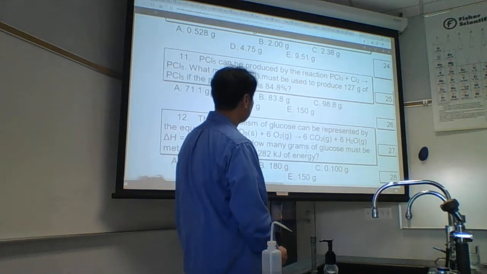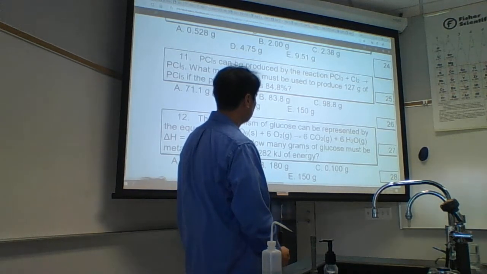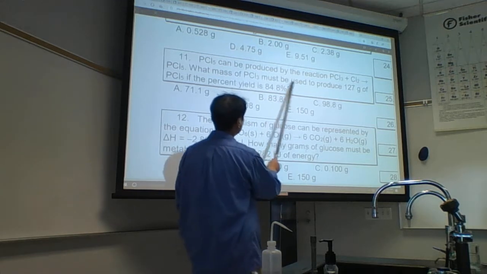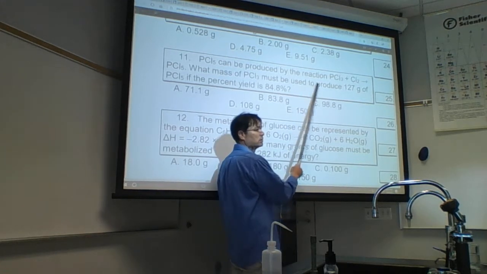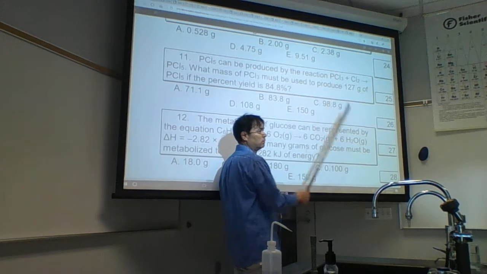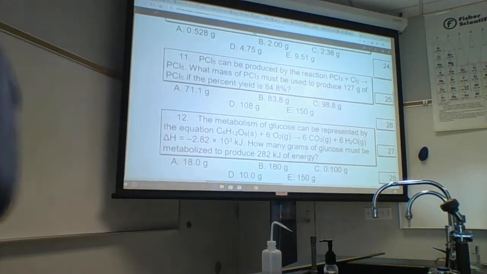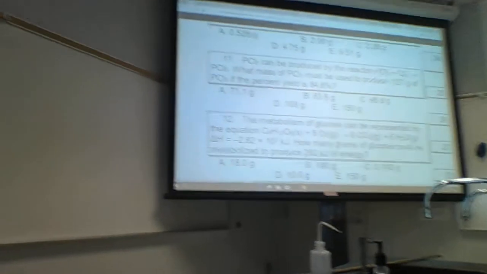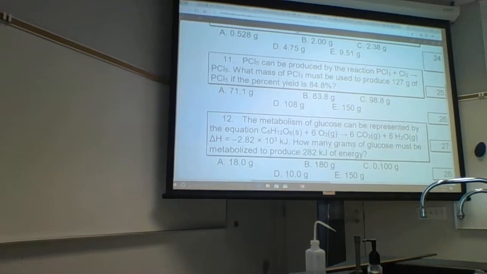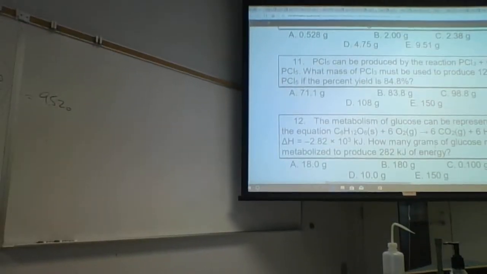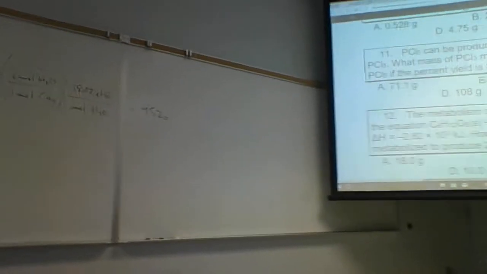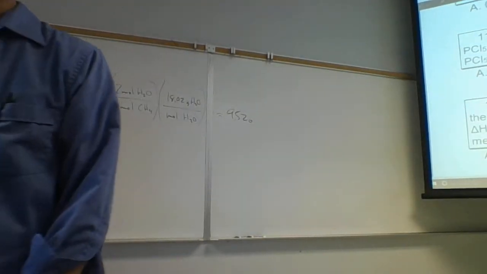So the 127 grams is the actual yield? The actual yield. This is what we want to produce. The actual yield. So did anybody get this one? Why don't you try to work it out and see.